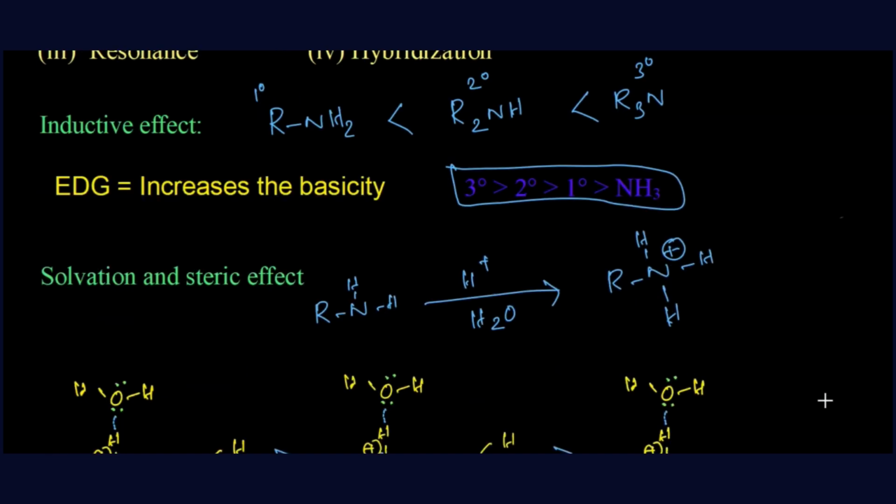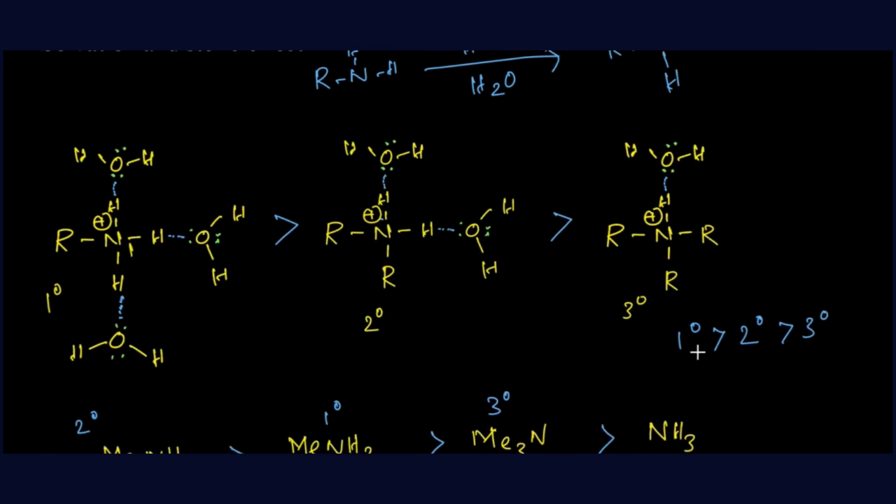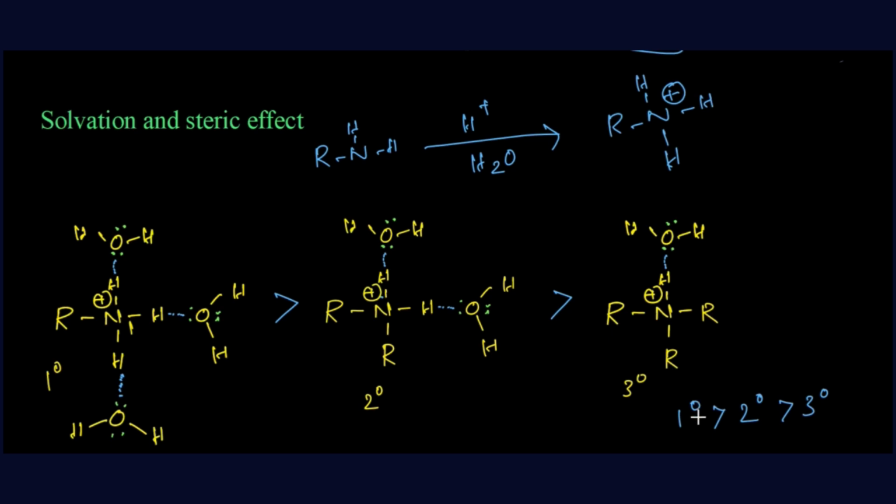Please remember that in the previous case with the inductive effect, the order was tertiary, secondary, primary, then ammonia. Here you see it is totally reversed. The primary becomes more basic than the secondary and tertiary, because the solvation is reduced when the ionic size increases. You see there are 3 R groups, so there is less hydrogen bonding. That's why these cations are not stabilized by the water molecules. As a result, basicity decreases. That's the reason the tertiary amine is a weak base in aqueous condition.